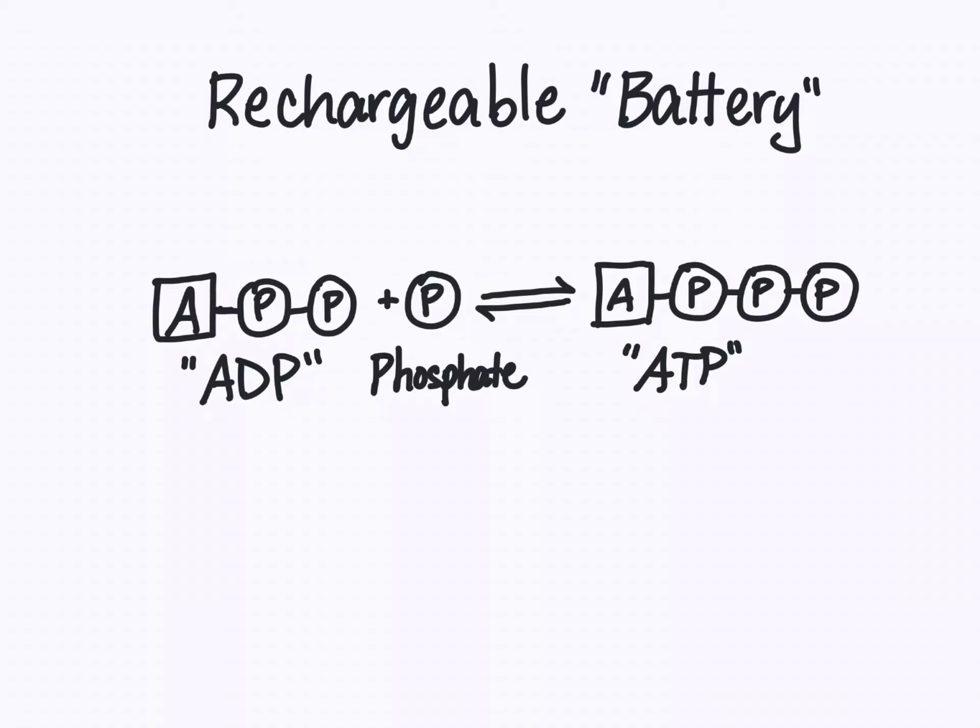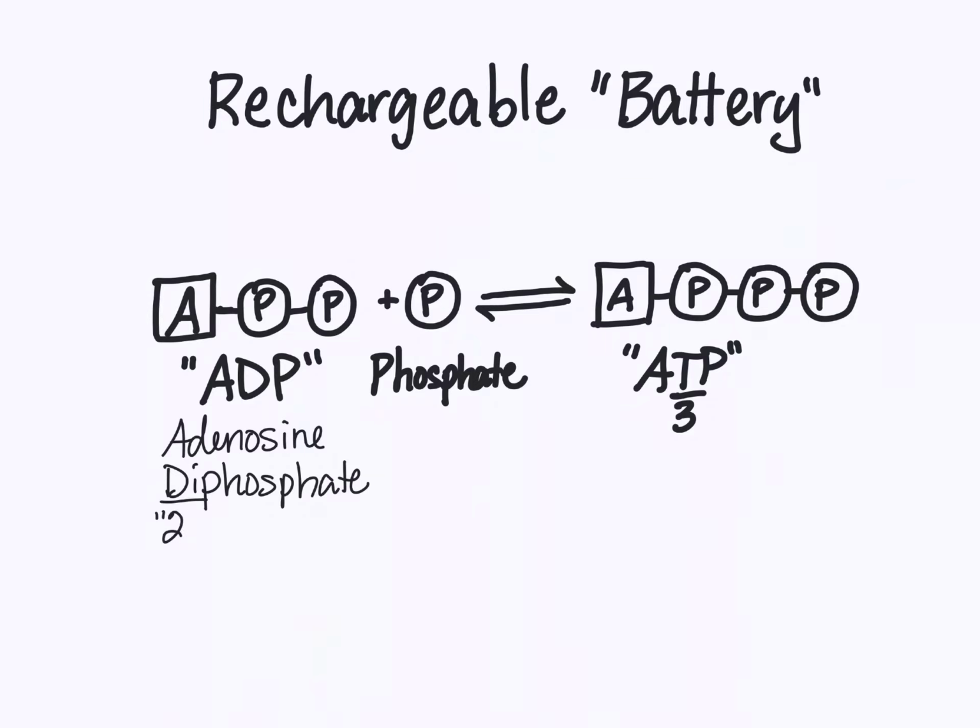Now we know that ATP stands for adenosine triphosphate because we have those three phosphates present. ADP stands for adenosine diphosphate, where the "di" stands for two, and that's because we have two phosphates in ADP, and we have three phosphates in ATP.